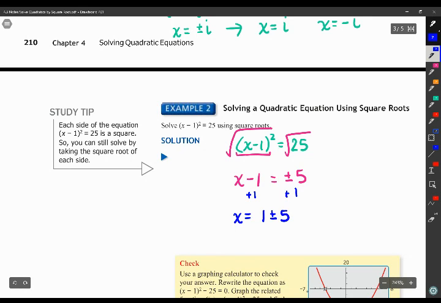So I have to do plus or minus 5. The plus or minus just doesn't go with whatever number I want. It always goes to the number you took the square root of. And then what happens is it breaks down to 2 problems. 1 plus 5, which is 6, and 1 minus 5, which is negative 4. And so my 2 solutions are x is equal to 6 and x is equal to negative 4.